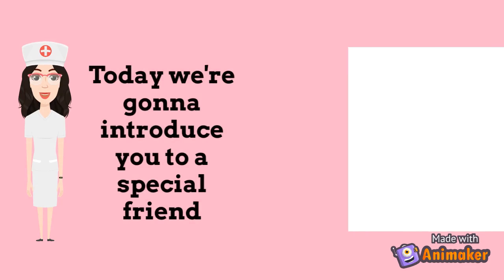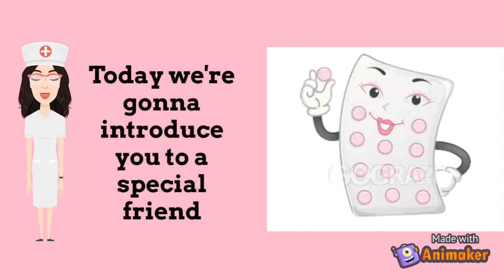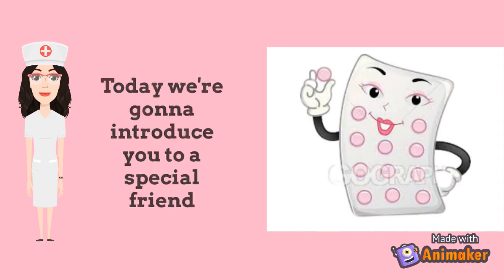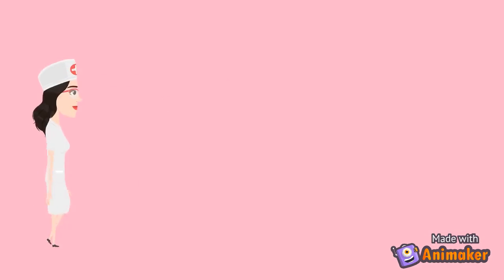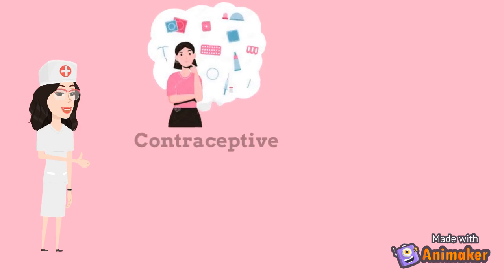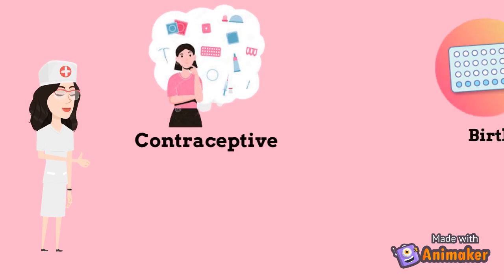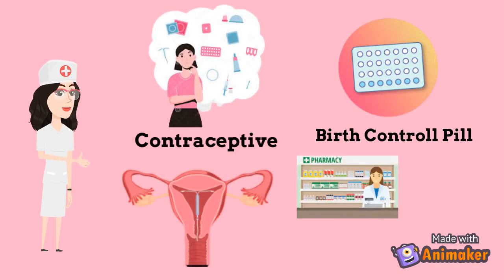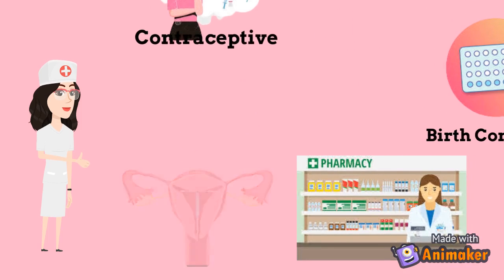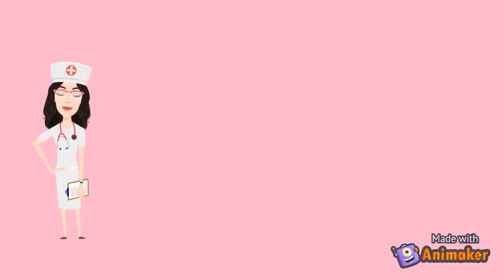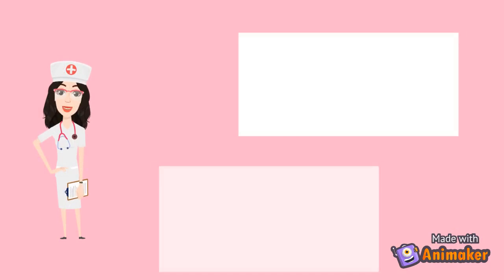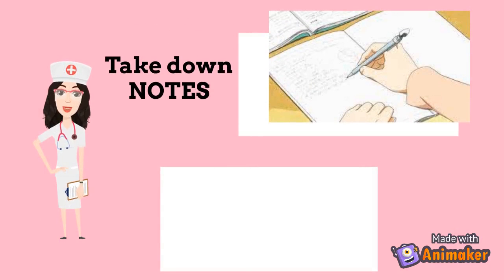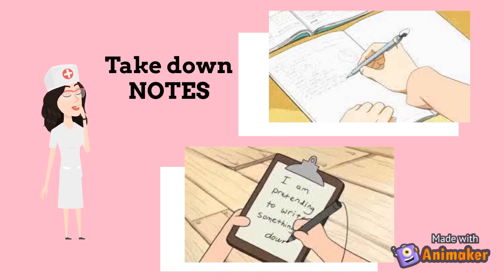Today, we're gonna introduce you to a special friend. She is a contraceptive, specifically a birth control pill that affects the female reproductive system. You can find her in any pharmacy. Before we begin, get a pen and paper and take down notes. Are you ready? Let's start!